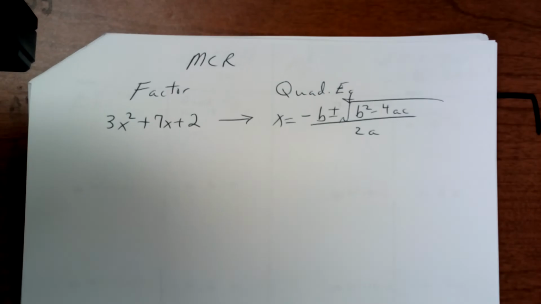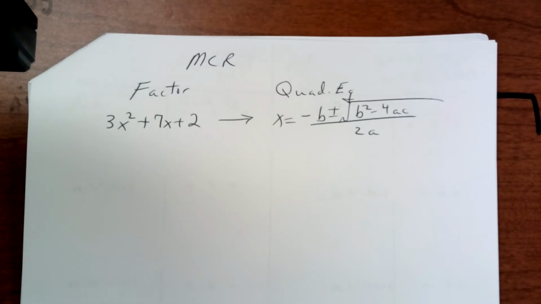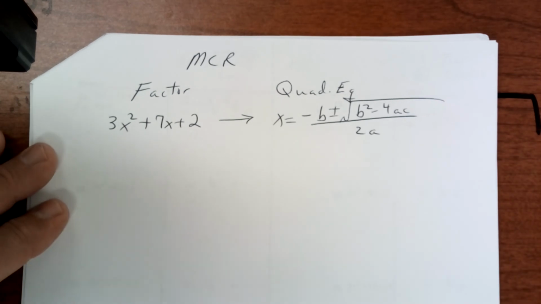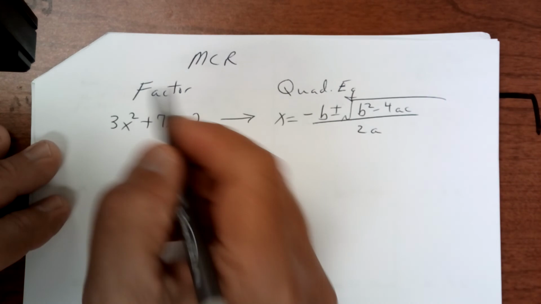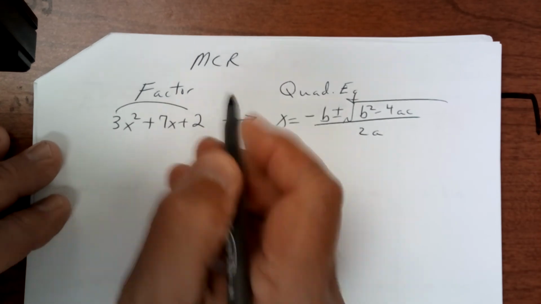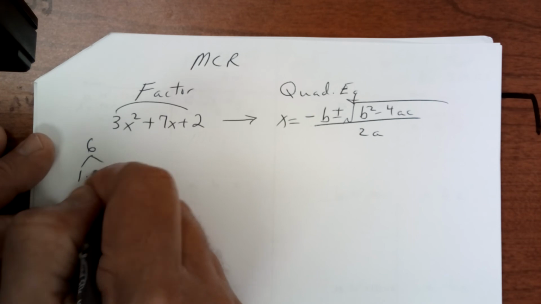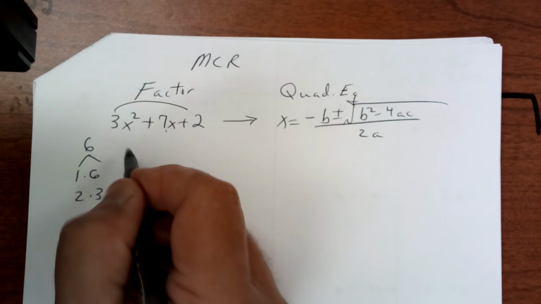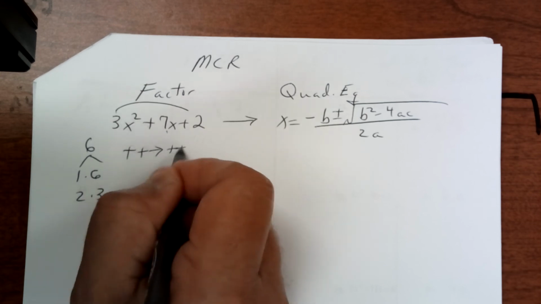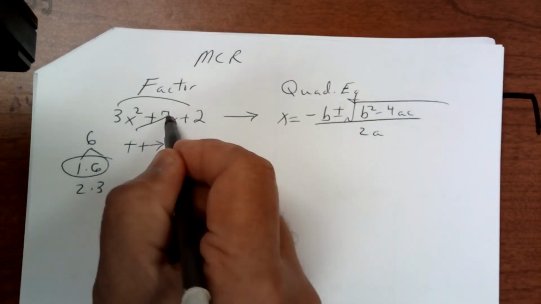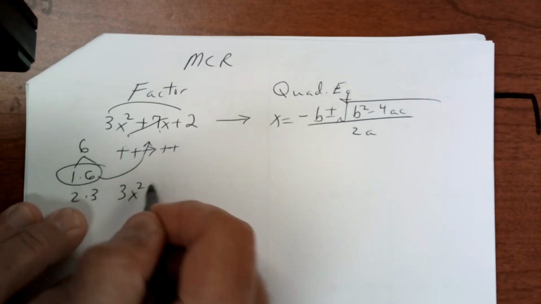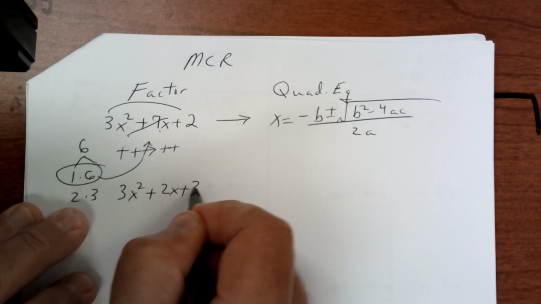Let's turn our attention now to MCR. For MCR class, we have a problem here, and I want you to do it two ways. I want you to factor and use the quadratic equation. So there's nothing I can factor out, but 3 times 2 is 6. I'm looking for a combination that's going to give me 7. 2 pluses is going to yield 2 pluses, so I'm going to add. It's going to be this one. So in place of that 7, I'm going to substitute this. So I'm going to have 3x squared plus 2x plus 3x plus 2.